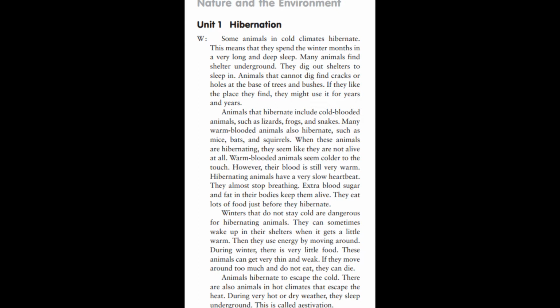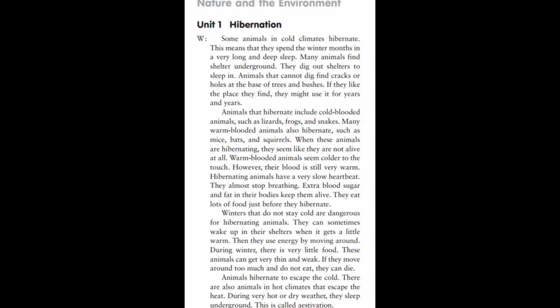Animals that hibernate include cold-blooded animals, such as lizards, frogs, and snakes. Many warm-blooded animals also hibernate, such as mice, bats, and squirrels. When these animals are hibernating, they seem like they are not alive at all.